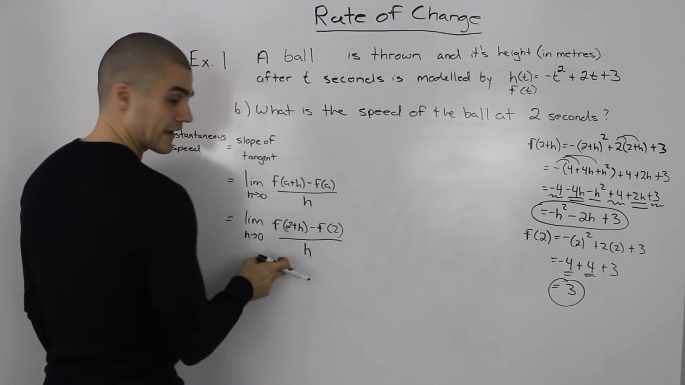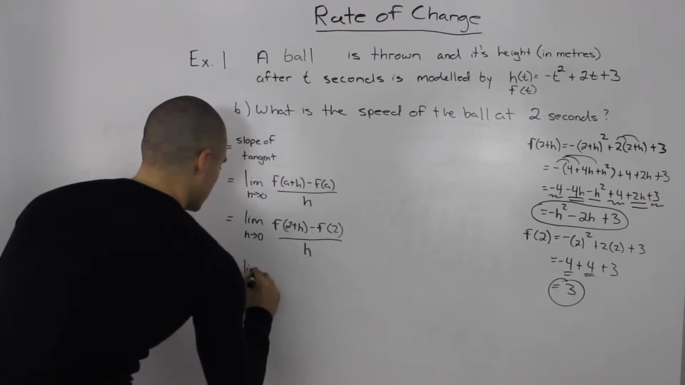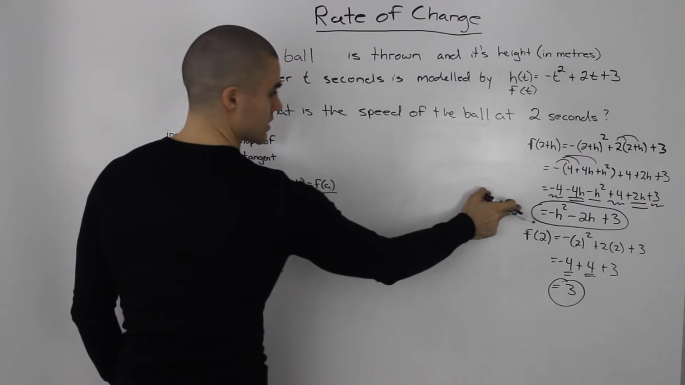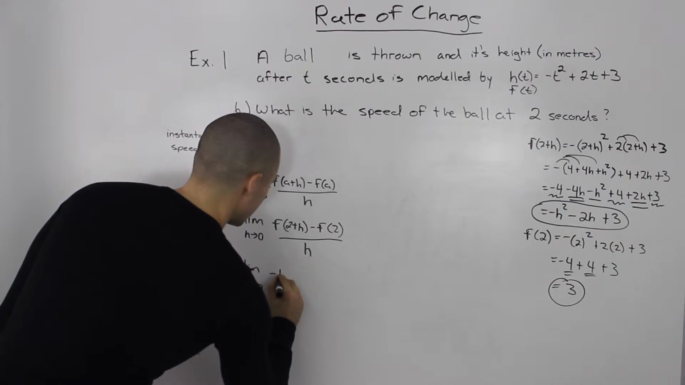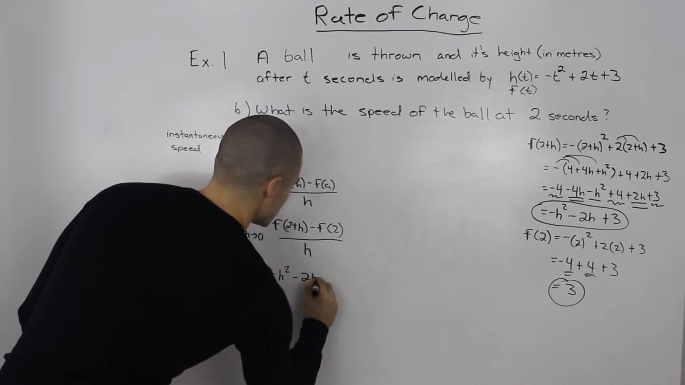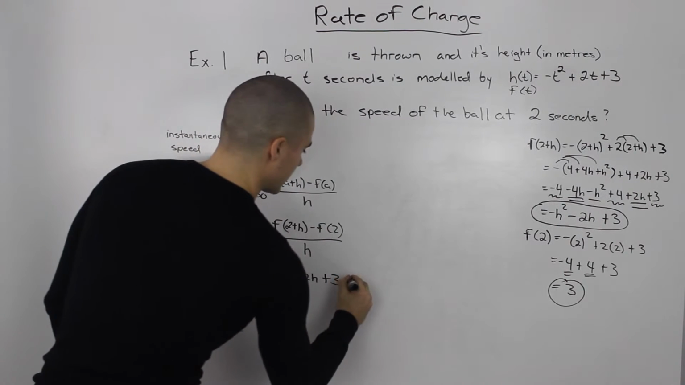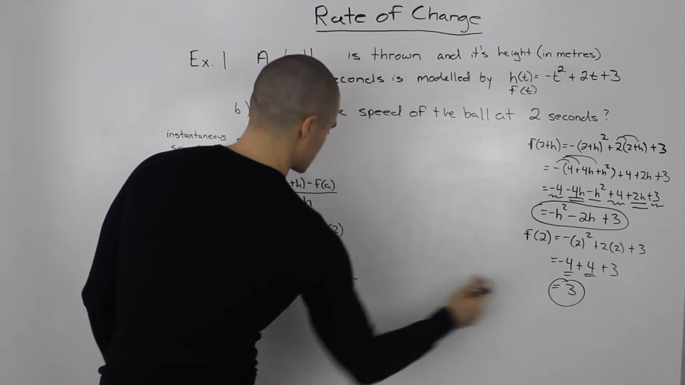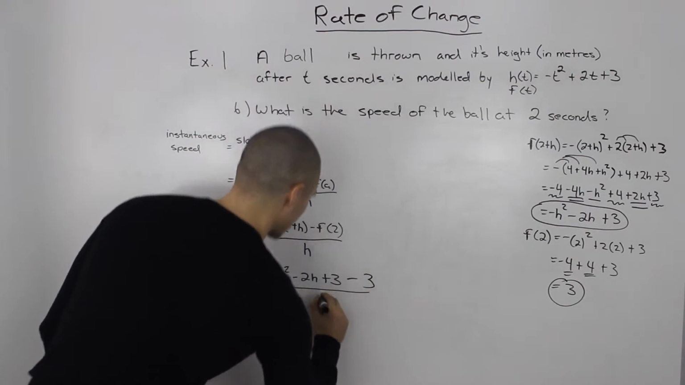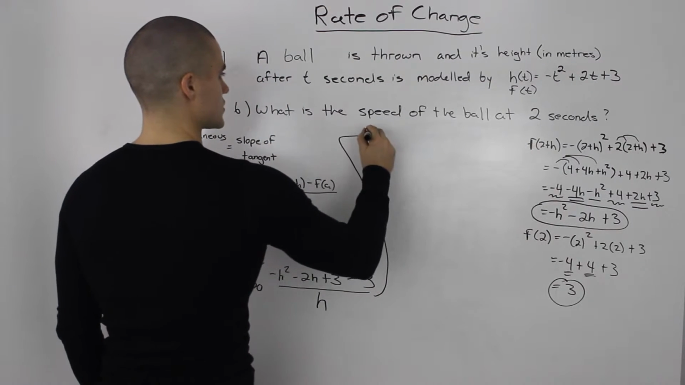So if we plug those back into here, we'll have the limit as h goes to 0. F of 2 plus h is negative h squared minus 2h plus 3, minus f of 2 is just 3. So we could write a 3 here. And that's still all over h. I'm going to continue this question here.